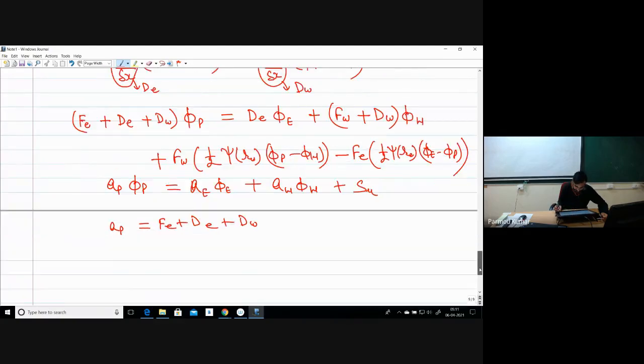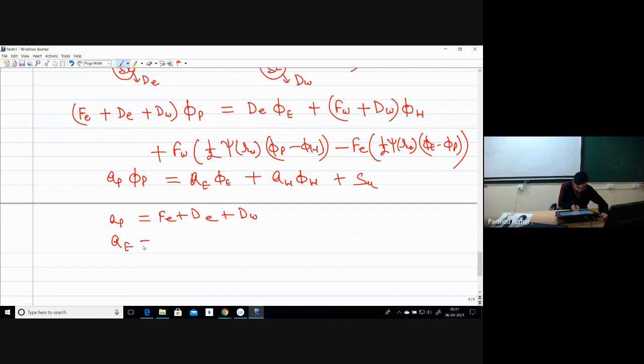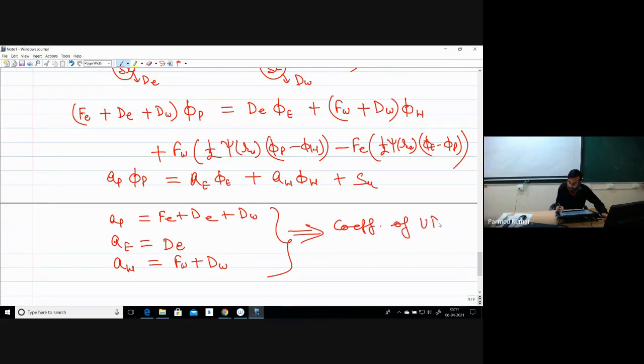And if you see the coefficient AE, that is becoming equal to DE. And if you see the coefficient AW, that is becoming equal to FW plus DW. So if you see these coefficients, these are nothing but identical to the coefficients of the normal upwind differencing scheme. Whatever the initial upwind differencing scheme we have considered, the coefficients are coming equivalent to that only. And all the main coefficients which are close to the diagonals are actually all positive.